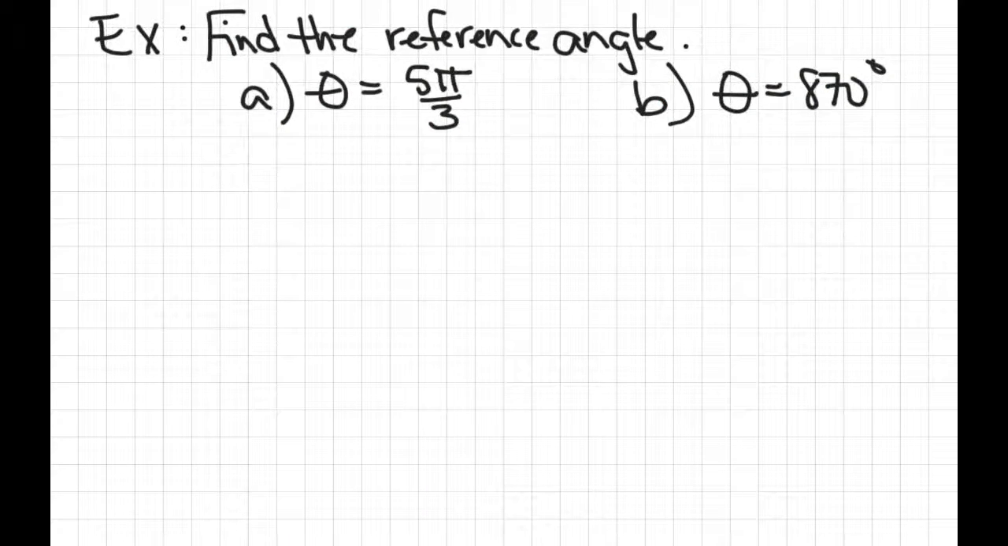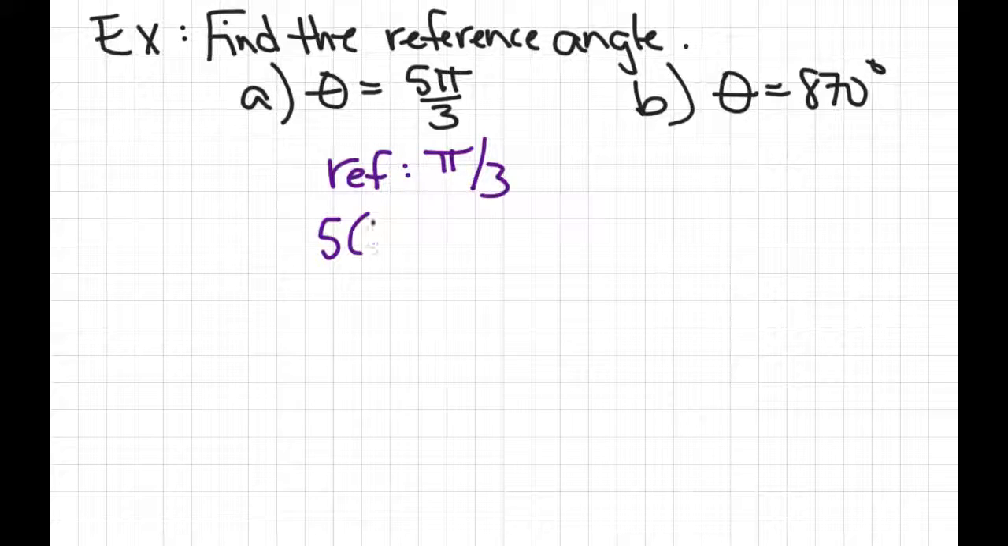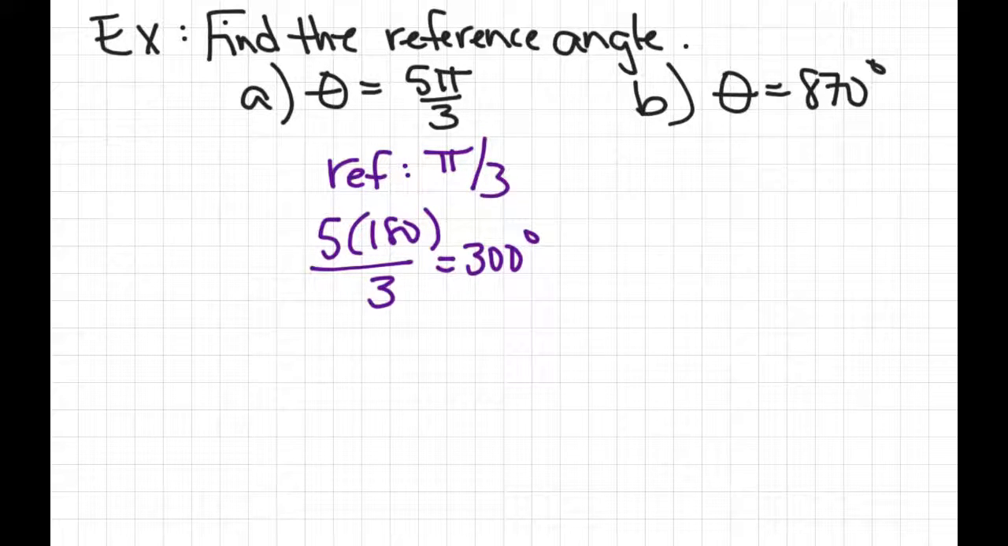Let's find reference angles. Remember I said reference angles are pretty easy with radian measure because the reference angle is just pi over the denominator. So the reference angle for 5 pi over 3 is just pi over 3. But let's go about this the longer way. It's easier to work in degrees. So 5 times 180 divided by 3 is 300. So 5 pi over 3 is 300 degrees.